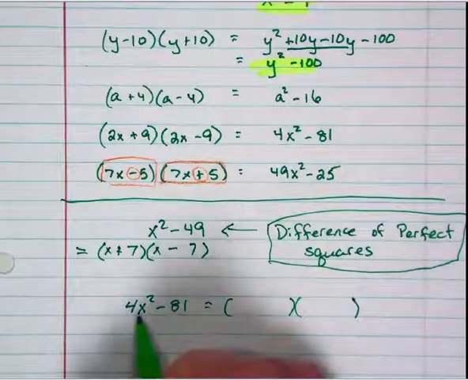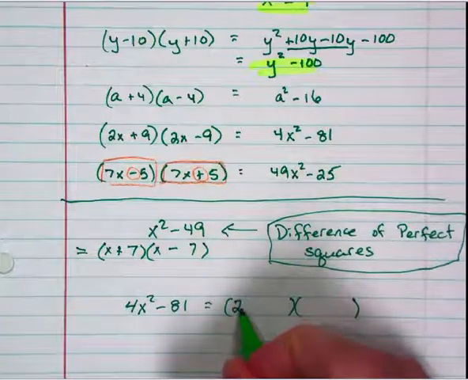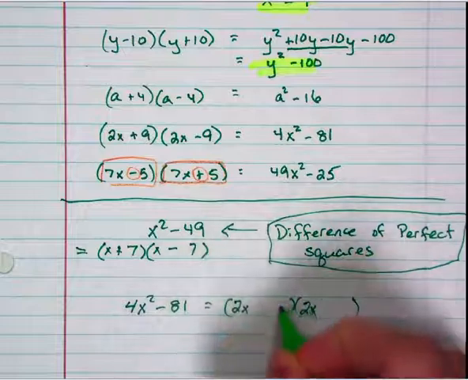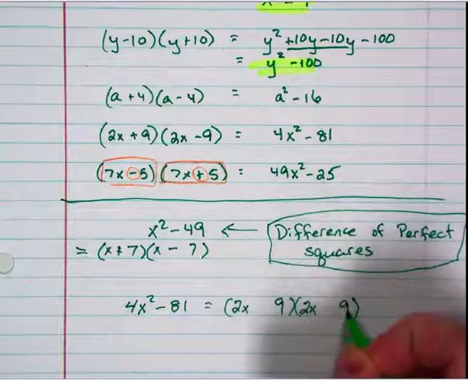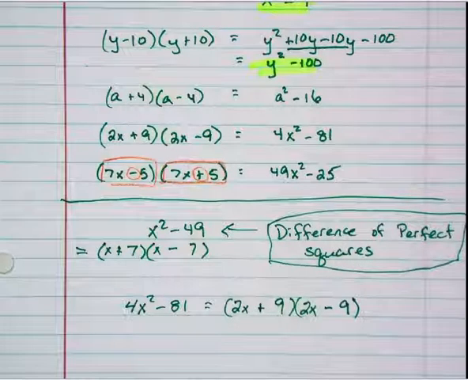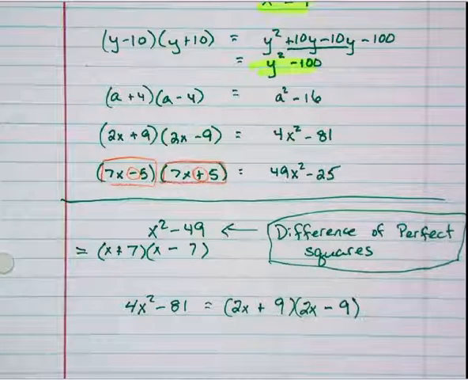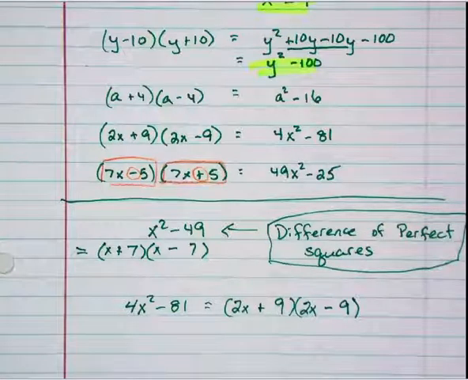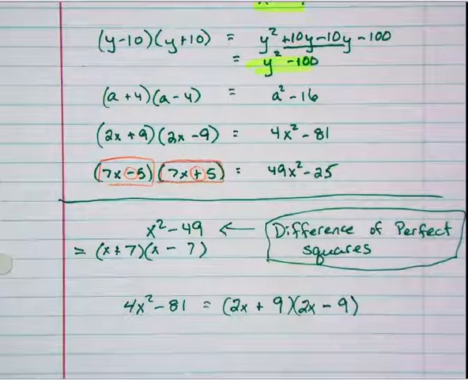So the square root of 4x squared is 2x and 2x. The square root of 81 is 9, so it's 9 times 9. One of these is positive and one is negative, remembering, of course, that it does not matter where they go because order doesn't matter when you multiply. Okay? That's what this is.